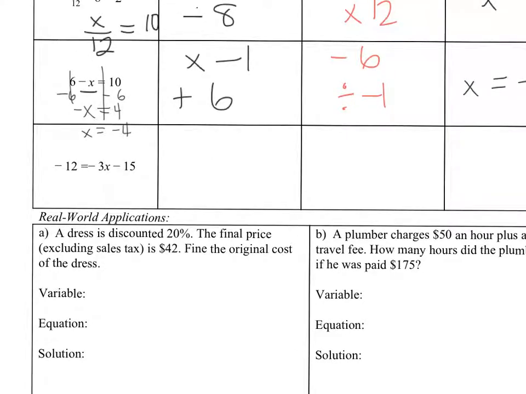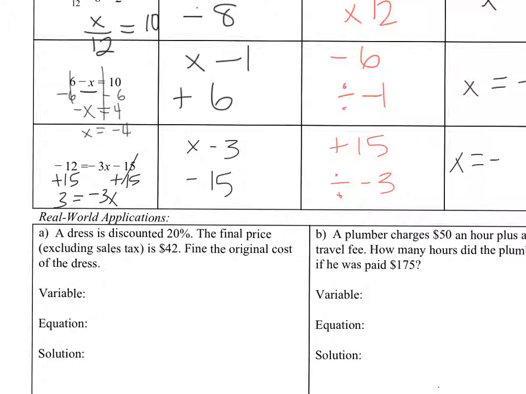So the operation on this is, first I'm multiplying by negative 3, and then I'm subtracting 15. So for the inverse, I'm going to add 15 and then divide by negative 3. So if I add 15, these two cancel out because those are additive inverses. I'm going to get negative 3x equals 3, so x equals negative 1 when I divide both sides by negative 3.